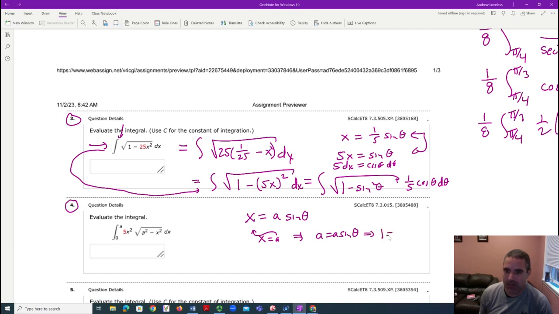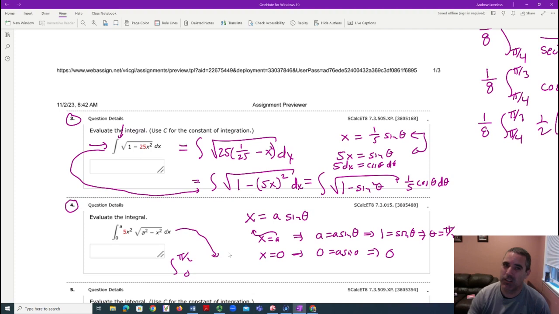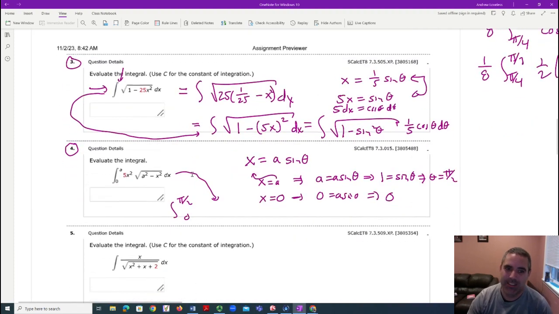But you can actually figure this out because when is sine of theta equal to 1? That's when theta is pi over 2. That's the first time. When is x equals 0? Well, that's when sine is equal to 0, which is 0. So if I was doing this problem, I would immediately do 0 to pi over 2, and then I would change everything else, and then the triangle trick is not needed.